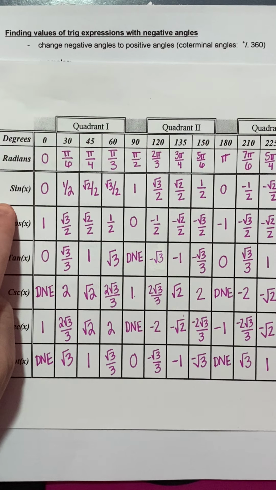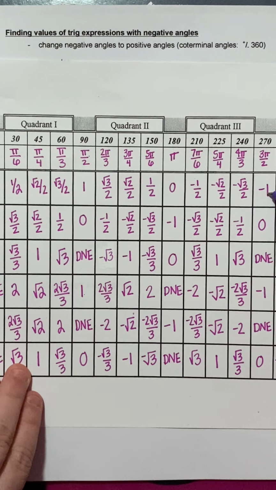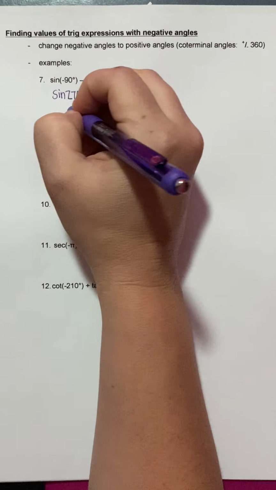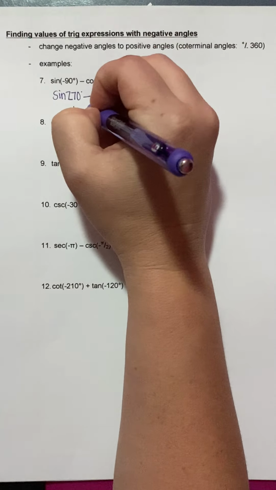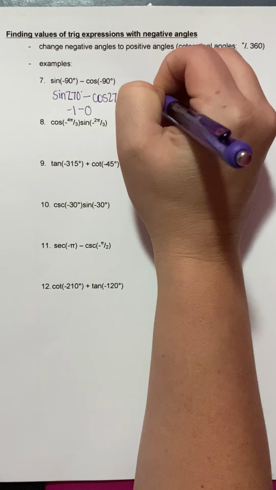Here's sine. 270 is way over here, so I'm going to slide out over here. Here's 270, so the sine of 270 is negative 1. The cosine of 270 is 0 right here. So the sine of 270 is negative 1 minus the cosine of 270 is 0. Negative 1 minus 0, my answer here comes out to be negative 1.